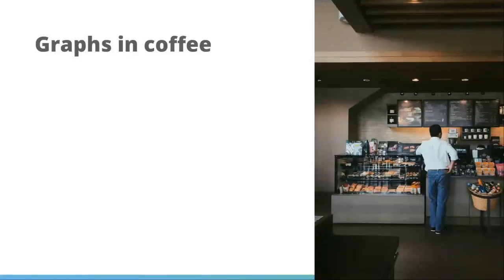So thinking about these, where do we find these graphs in coffee? What I'm going to do is look at some conceptual examples of graph problems that we might want to explore.